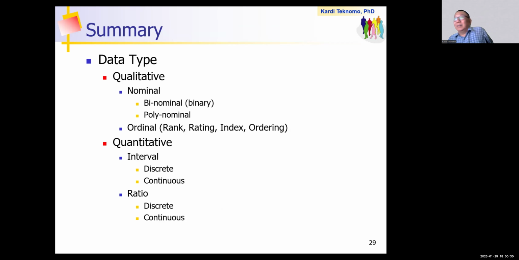Okay, so this is the summary again. You have a qualitative data type or quantitative. In qualitative, you have nominal or ordinal. In quantitative, you have interval and ratio. Nominal can be binary or many nominal. Qualitative data is always discrete, while quantitative can be discrete or continuous. Okay, clear? So this is just the basics. I hope this is very clear. If you have any questions, you can ask.